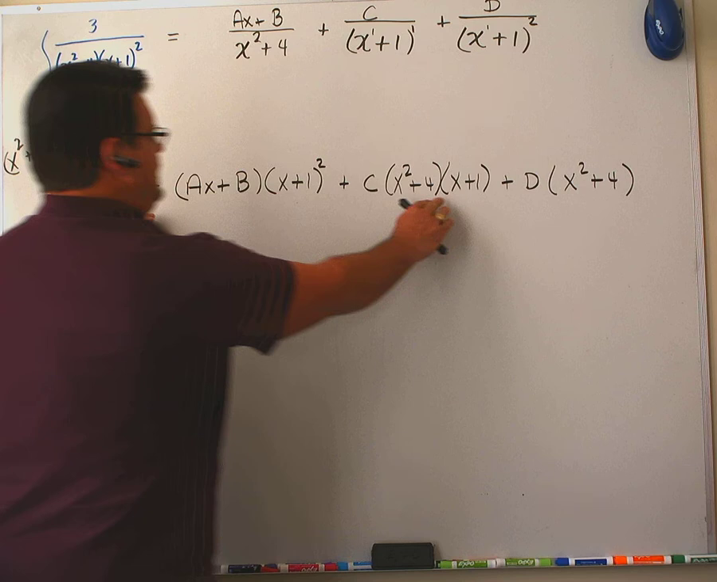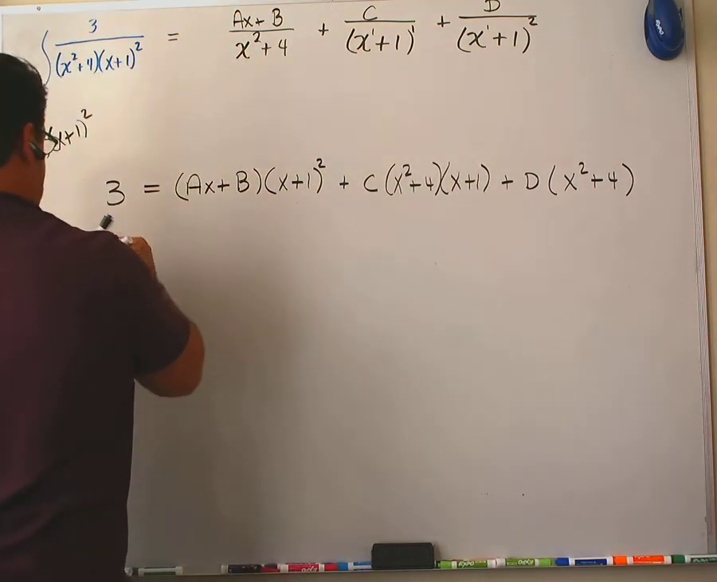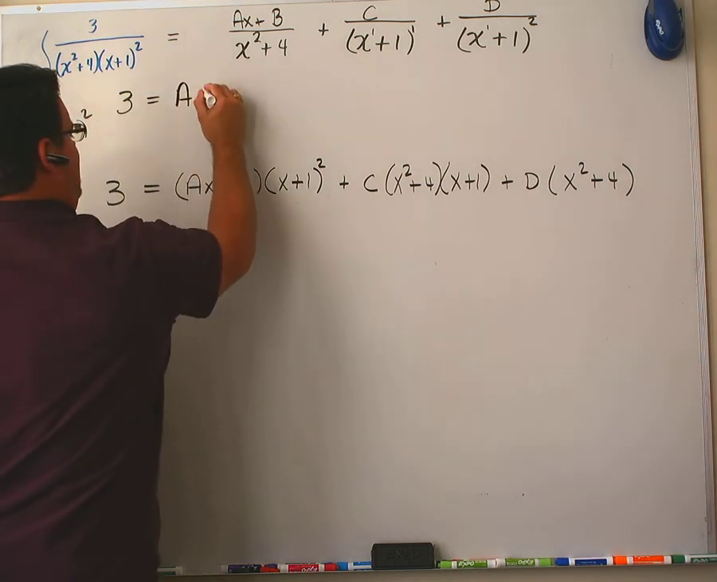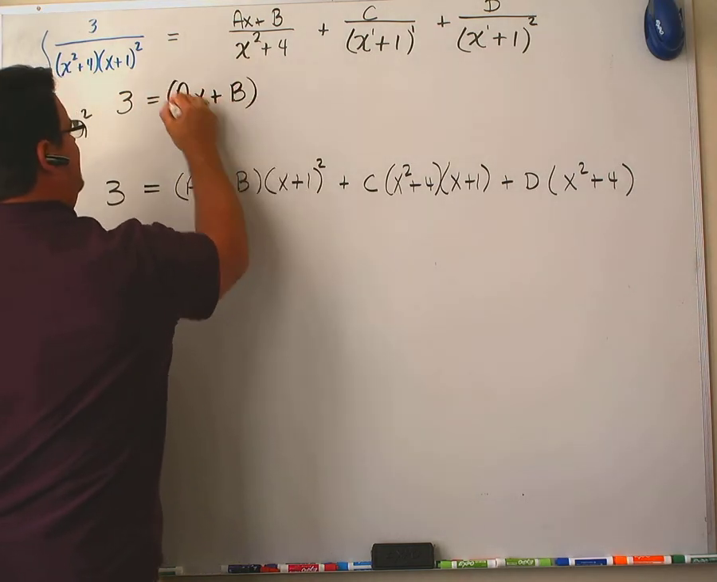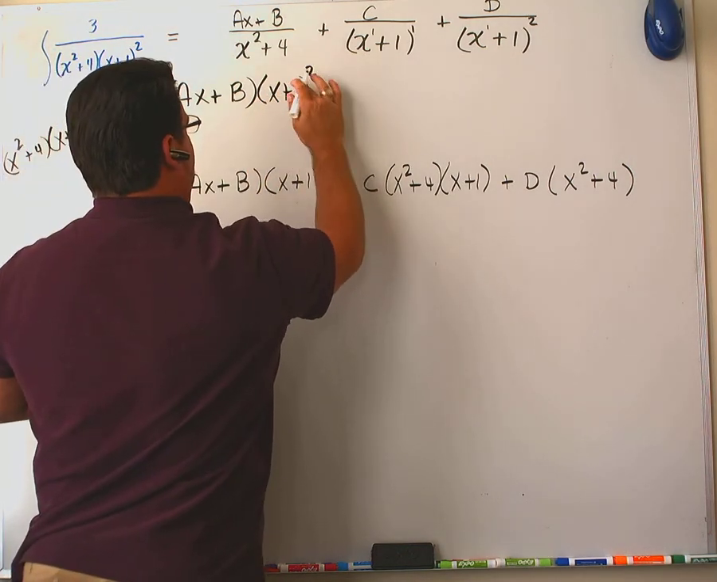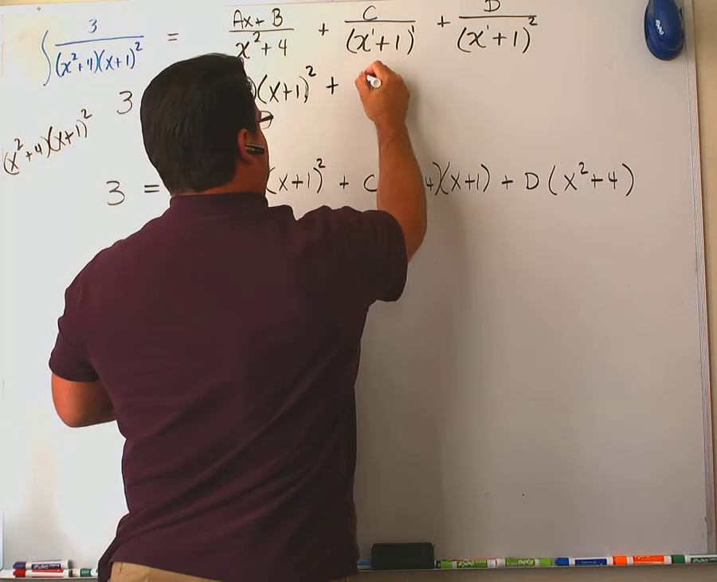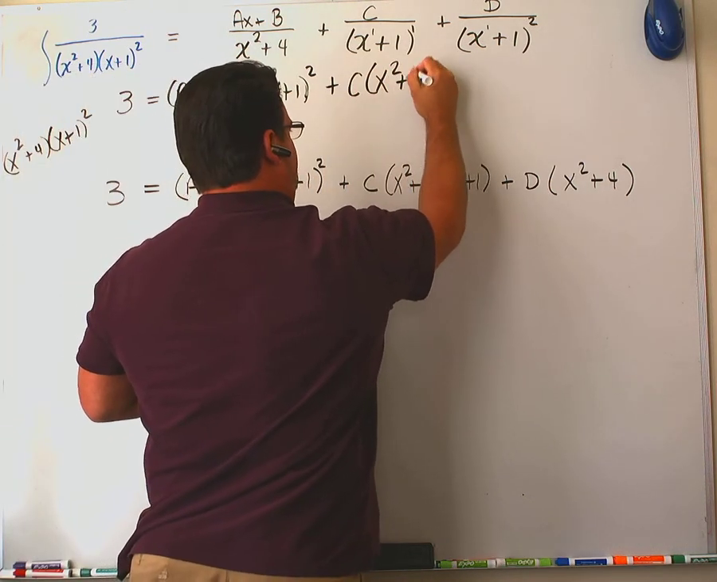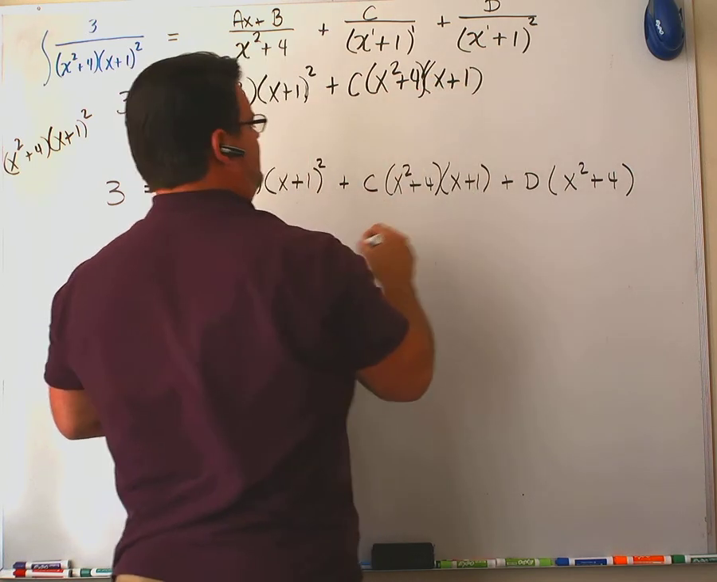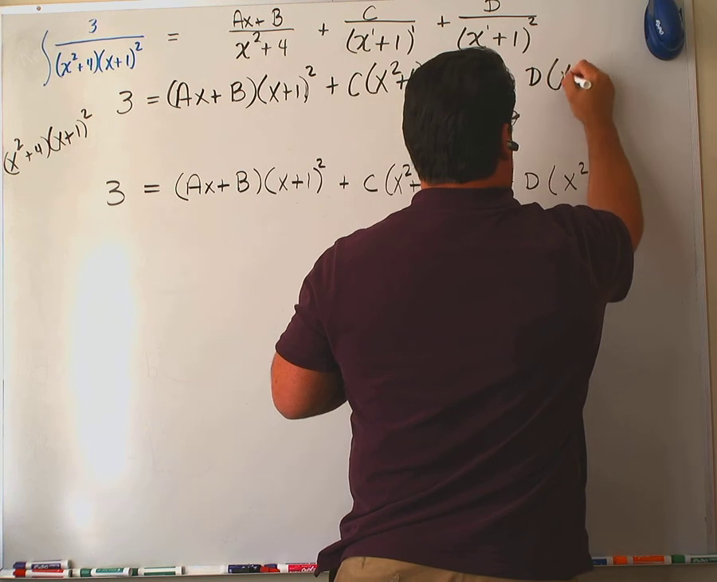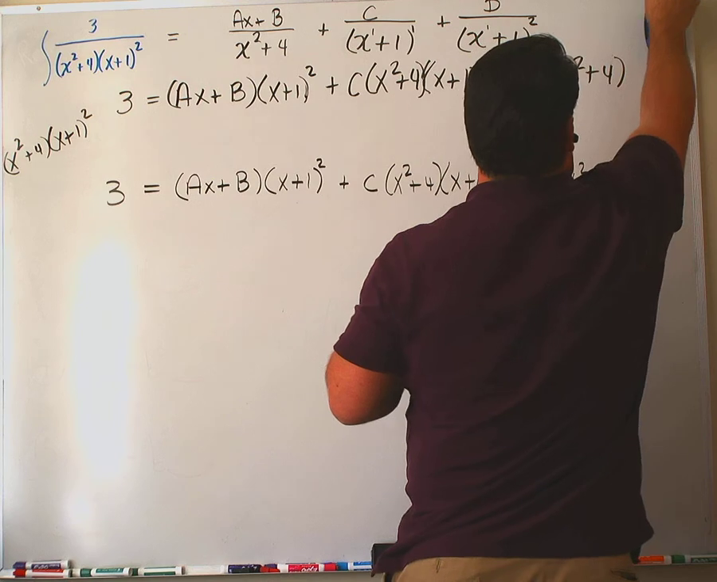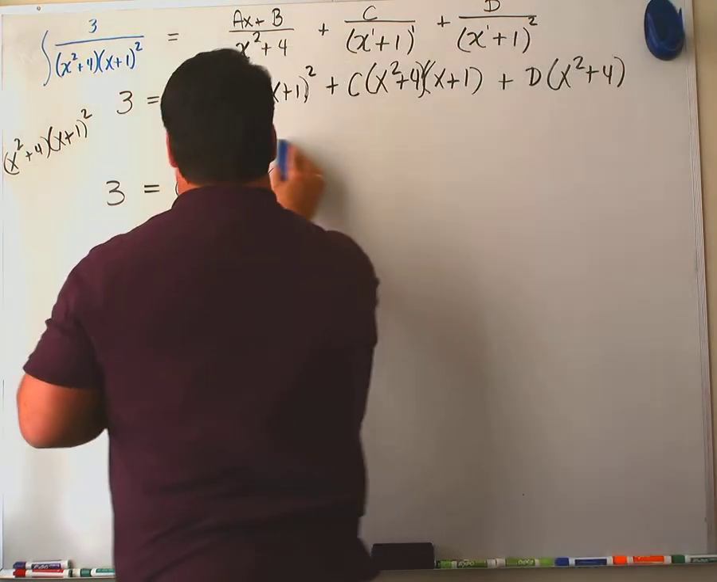So I'm going to bring this up here and write it under here. 3 is equal to ax plus b times x plus 1 quantity squared, plus c times x squared plus 4 times x plus 1, plus d times x squared plus 4. Now we've got an equation.